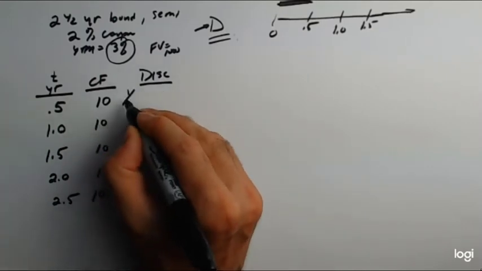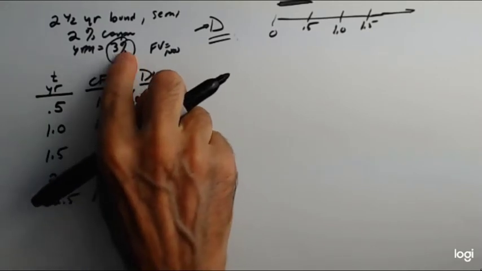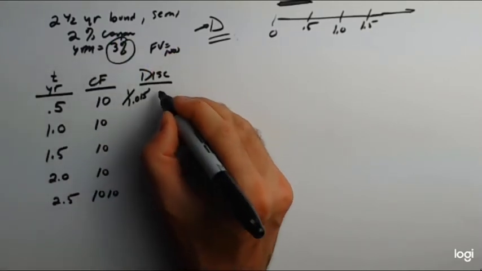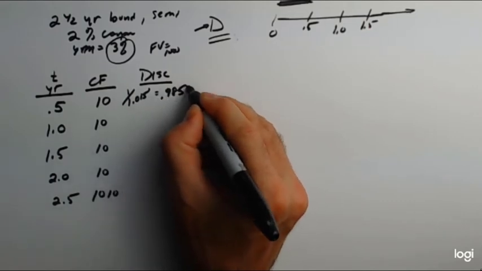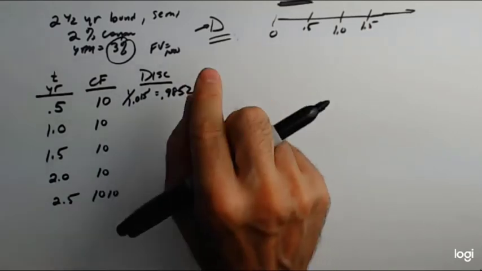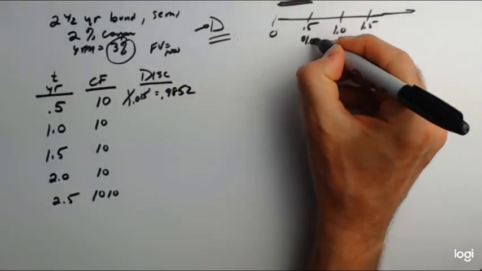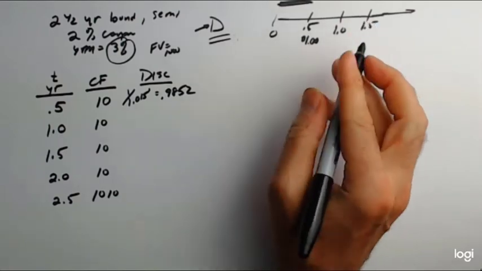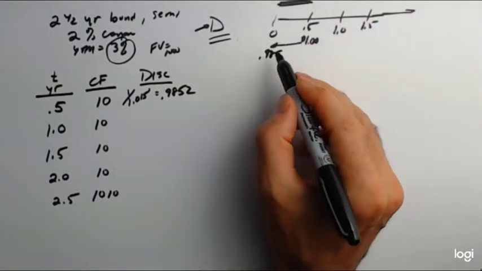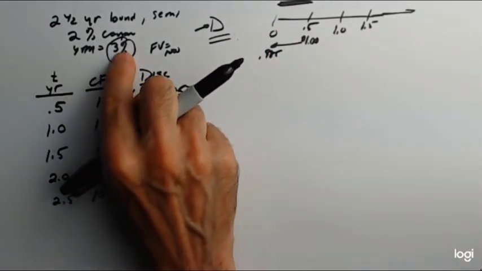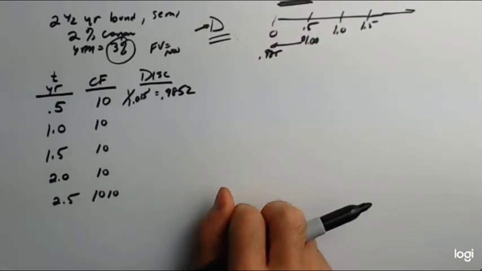Well, it's 1 over 1.015, 1.5%, because we chopped this in half, to the 1 power. And the discount factor is 0.9852. So you know how to interpret that. If you get $1 right here, what's it worth today? It's worth 98.5 cents, given that there's a 3% annual rate, chopped in half, really 1.5% for this time period.